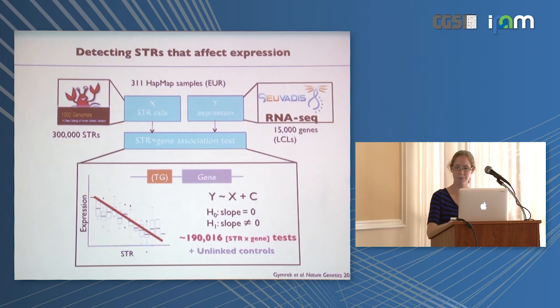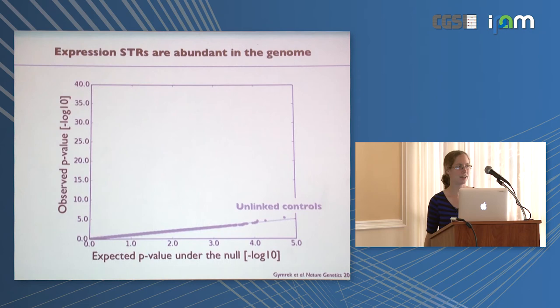So here I'm presenting the results of that as a QQ plot. I don't think we've seen any QQ plots, so I'll just briefly explain. Each dot here is an STR by gene test. Here we're plotting the p-value distribution we'd expect under the null of no association versus the observed p-values in our data. If we look at this distribution for our unlinked controls, as we would expect, we follow a straight line, which means that those p-values are following what we expect under the null distribution of no association.